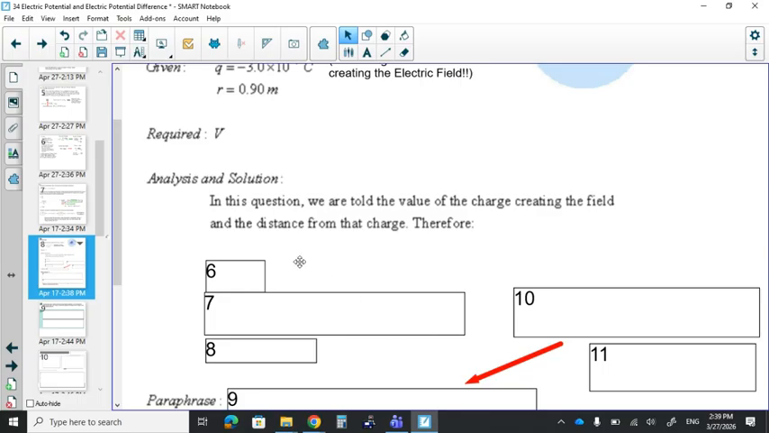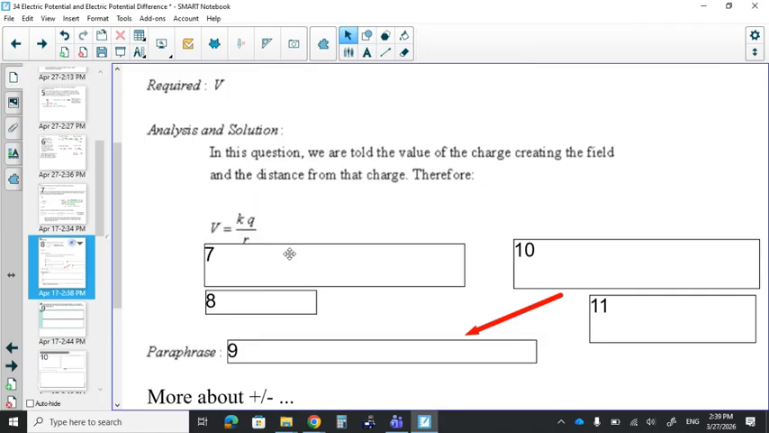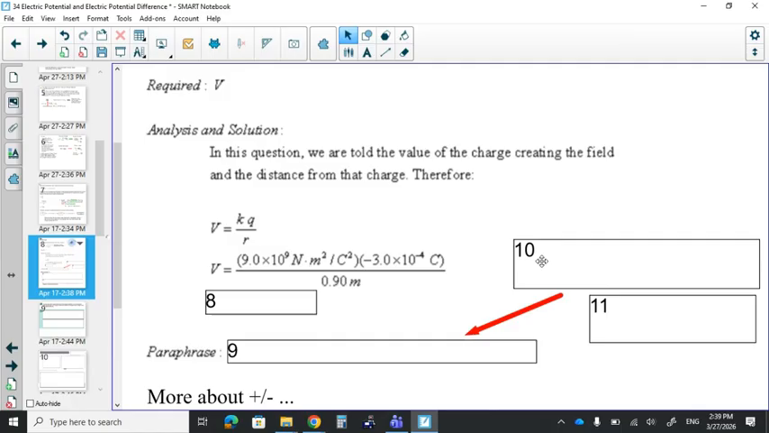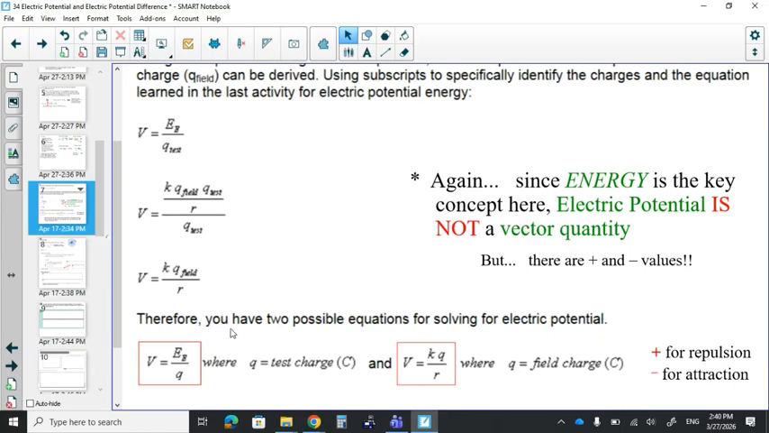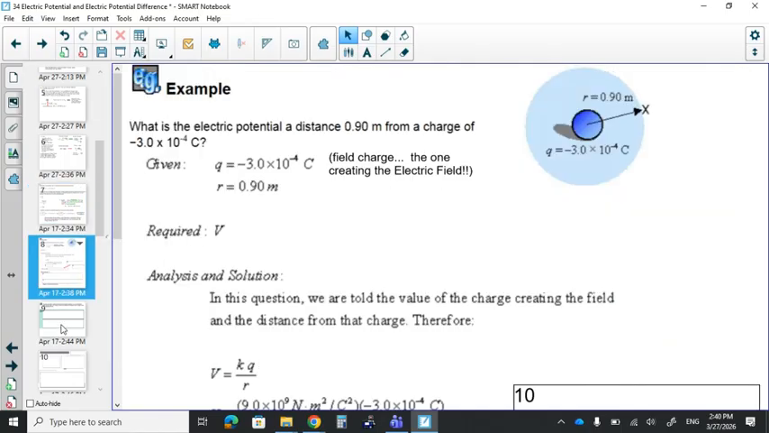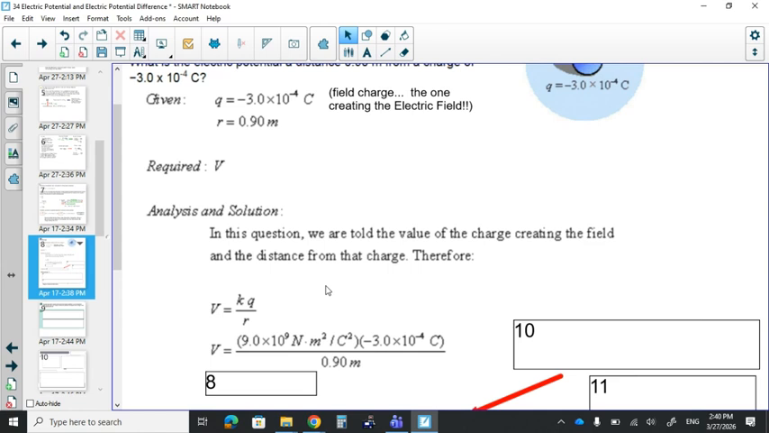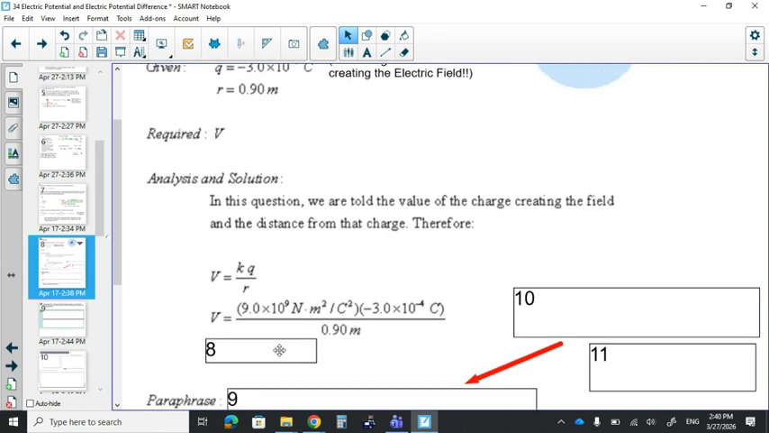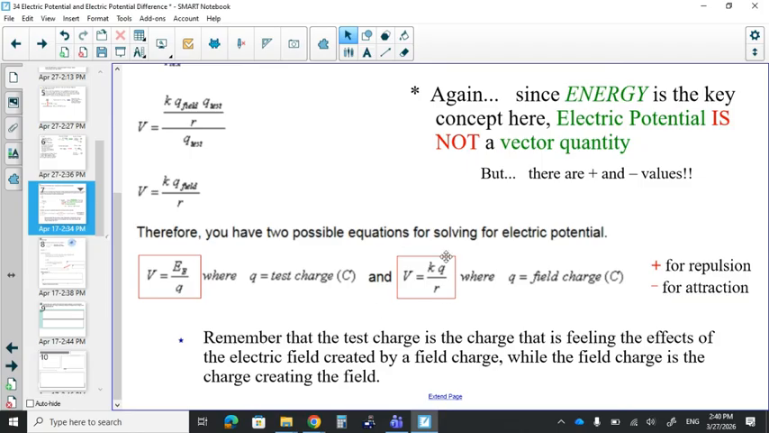In this question, we're told the value of the charge creating the electric field, and therefore, we're going to have the kq over r version, right? We have the charge value, we have the distance away, so we're using that version. If we were told the electric potential energy that it has, then you'd be doing that divided by the charge. So we're working with the version and the numbers we have. If we're given the amount of electric potential energy that a known charge has, we would just be dividing those out, and you'll see that later in this lesson.